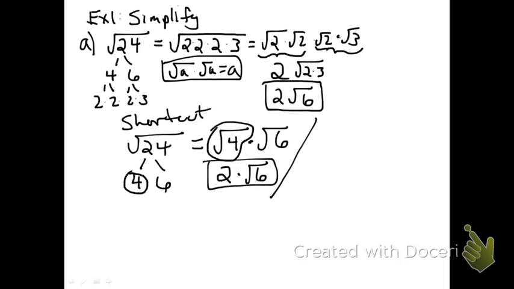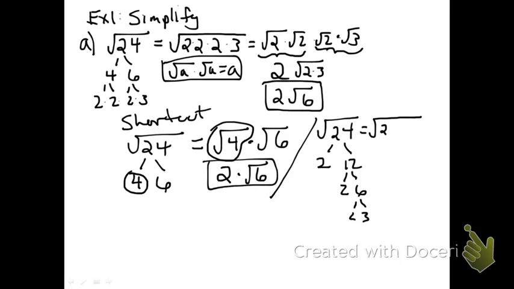Another shortcut would have been to do this. If I have the square root of 24, let's just say you said 12 times 2, or 2 times 12, and then you broke 12 into 2 times 6, and then 6 is 2 times 3. Let's just say you happen to do it that way, and you wrote all the same factors out, 2 times 2 times 2 times 3.